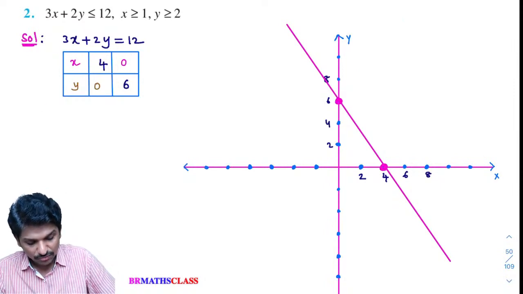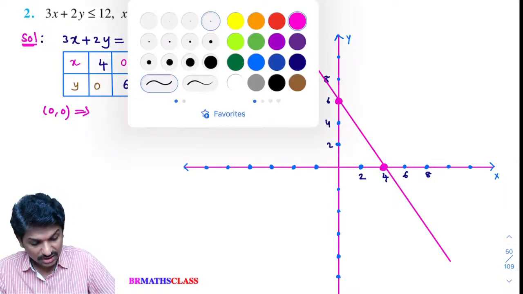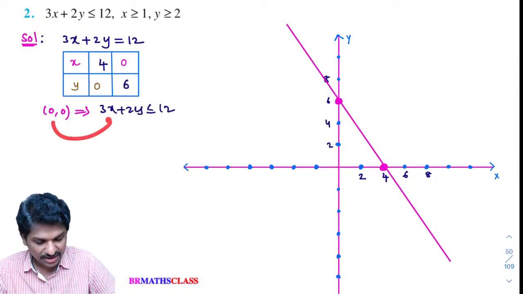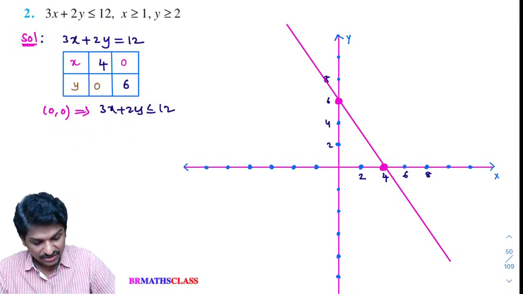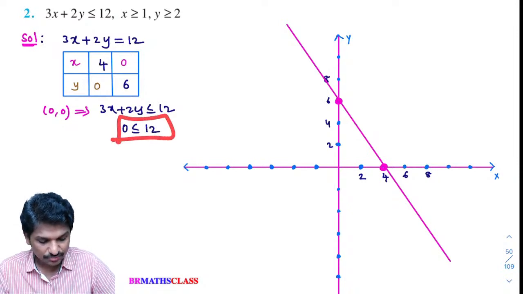For that we are following one procedure from the beginning of this exercise, from the second exercise onwards. You put 0 comma 0 in the inequality 3x plus 2y less than or equal to 12. In place of x you write 0, in place of y also you write 0. Then what do you get? 0 plus 0, 0 is less than or equal to 12. What is this? This is true.